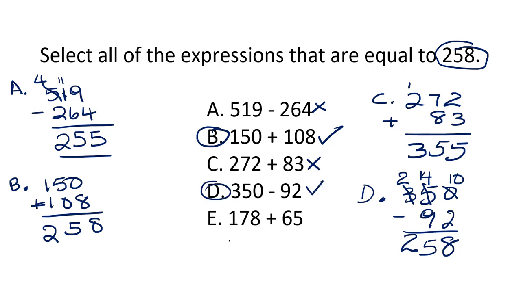What about the last one, E? So 178 plus 65. Let's add those two together now. 8 plus 5 will give me 13. And then we add 7. I can add 6 plus 1 to give me 7, and then 7 plus 7 is 14. So that's 243. That does not work out to 258. So my answer options are B and D.